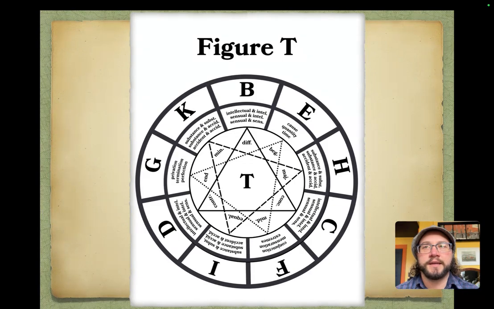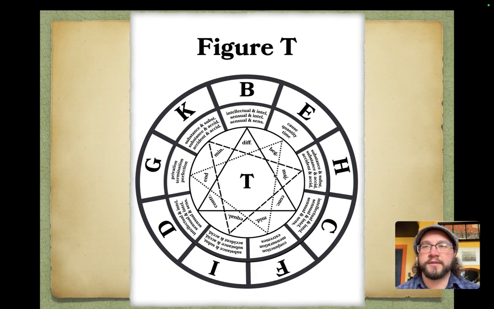We are continuing to work on figure T. Here again is the full figure T diagram, and we have taken a look at the first two of the triangles, which were difference, concordance, and contrariety, and beginning, middle, and end. So now we're on to this third and final triangle, HIK, majority, equality, minority.